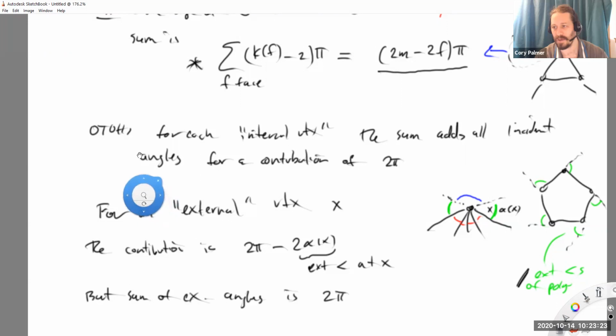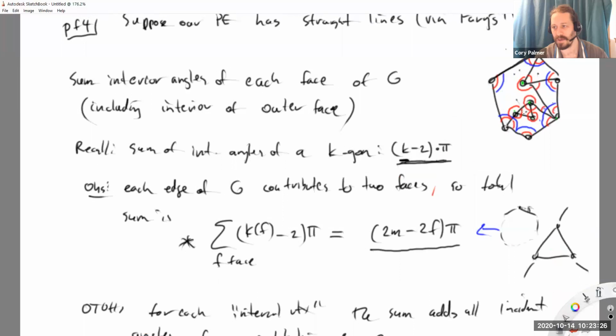So now let's recompute. Let's go back up here. Let's recompute the sum of all these angles, vertex by vertex. At each internal vertex, I get a sum of 2 pi. At an external vertex, I don't get 2 pi. I get 2 pi minus 2 times that external angle, right? Because this should be in green. I miss this much and I miss this much. Those angles are the same as each other, so I miss 2 times the exterior angle. So in total, I get a 2 pi contribution for every vertex.